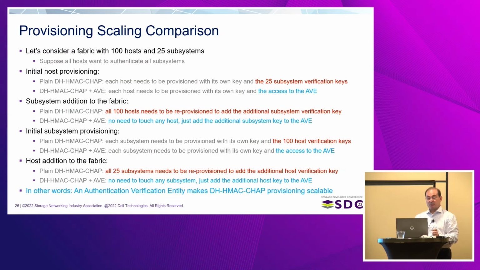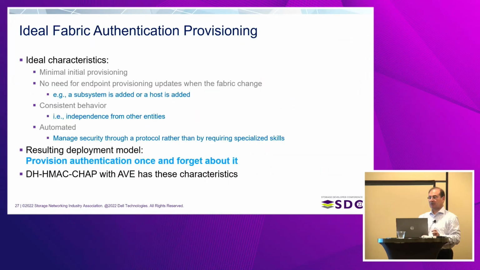And so this is the comparison. I put the two examples together. So an authentication verification entity makes the DH-HMAC-CHAP provisioning scalable. That is what we achieve with this additional entity in the fabric. And we get basically something very close to an ideal fabric authentication provisioning. You want to have a minimal initial provisioning, and no need for endpoint provisioning during fabric changes.